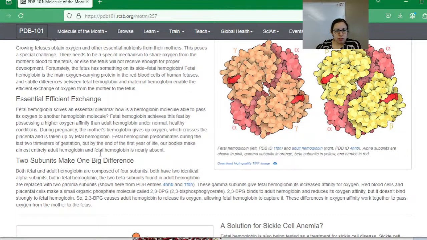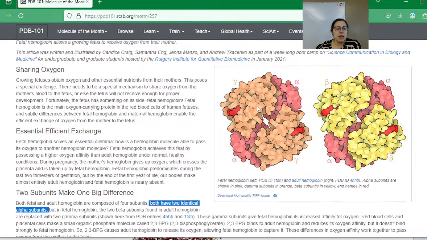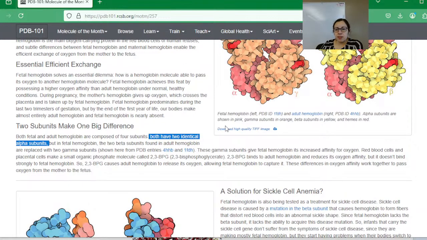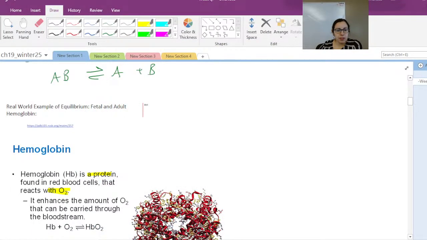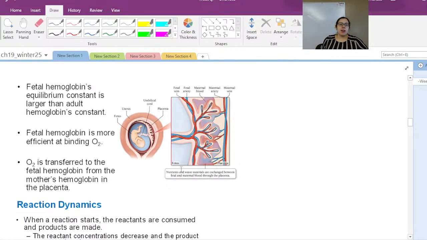It mentions the structure down here, which is interesting. They have these alpha subunits, in pink. Those are the same. But what makes the fetal hemoglobin bind stronger to oxygen is what's called these gamma subunits. Because of this, fetal hemoglobin has an increased affinity for oxygen. And that makes sense. We can think about why that is.